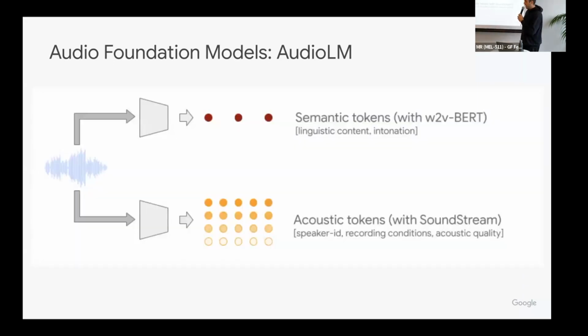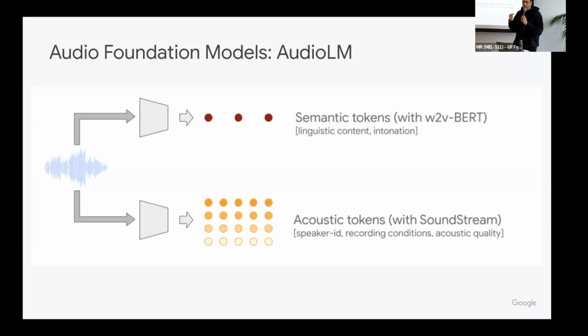So on the left-hand side, we have a piece of audio, some kind of recording. And then we run that recording separately through the two different models. The first model produces what are called semantic tokens. And this is high-level features of that piece of audio. Things like, what are people talking about? And what is the intonation of the speaker? Is the speaker angry? Is the speaker speaking calmly?